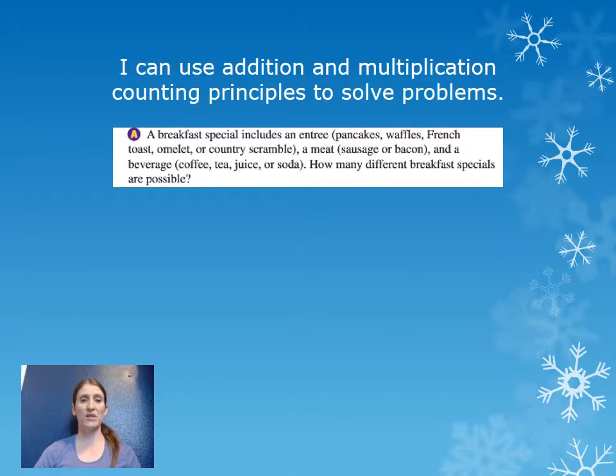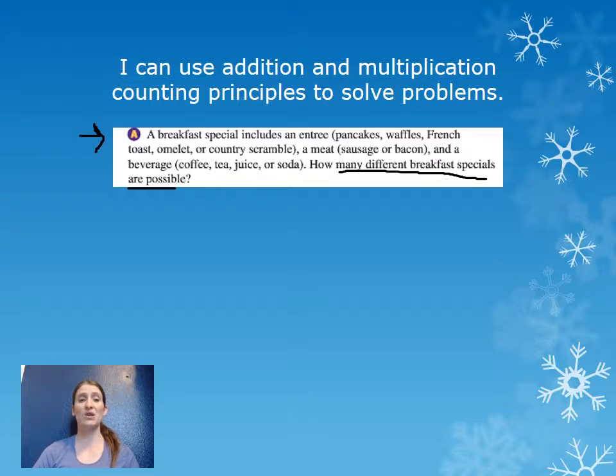All right, so I can use addition and multiplication counting principles to solve problems. So here's my situation. A breakfast special includes an entree, which can be pancakes, waffles, French toast, omelet, or country scramble, a meat, which is sausage or bacon, and a beverage, coffee, tea, juice, or soda. How many different breakfast specials are possible? So we just want to know the total outcomes, okay?